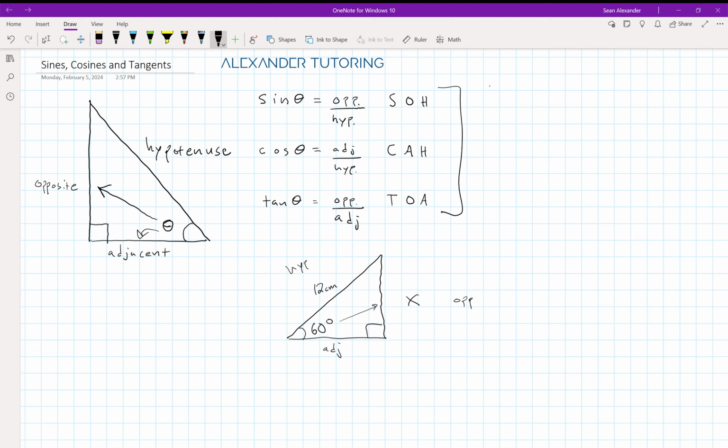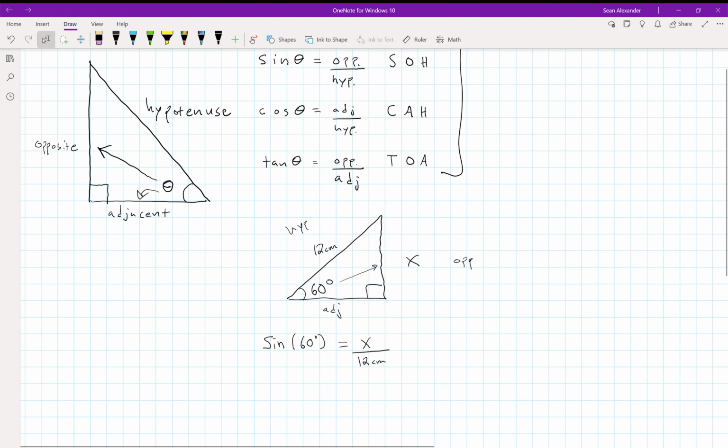So you can see that the first one is right because the sine of theta goes opposite over hypotenuse. Opposite is what we want to find. Hypotenuse is what we know. We're going to use that guy. So I'm going to write that down here. So we're going to go sine of the angle, which in this case is 60 degrees, equals opposite, which in this case is x, that's the side we're trying to find, divided by the hypotenuse, in this case 12 centimeters.